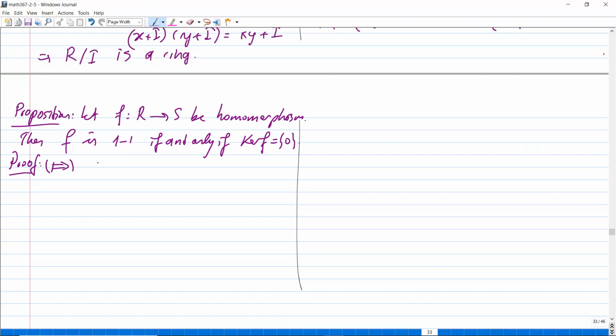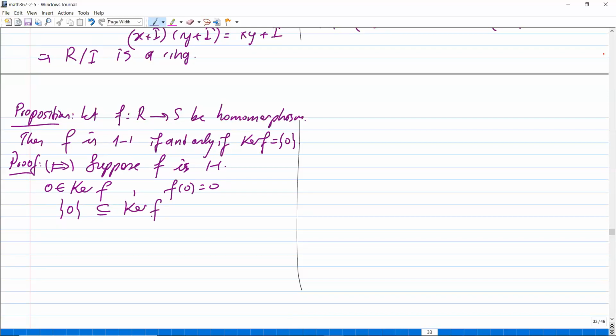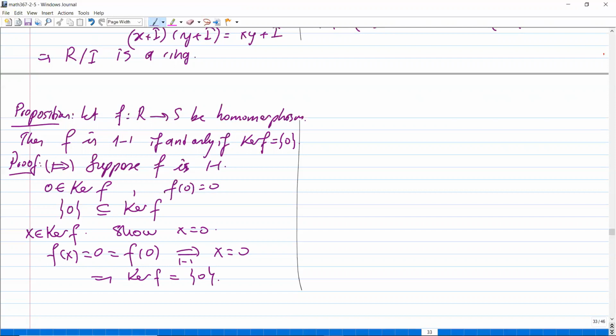First, suppose f is one-to-one. Remember, 0 of R is inside the kernel of f, because f of 0 is 0. In order to show that the kernel of f is 0, let x be in the kernel of f, inside R, and show that x is equal to 0. Since x is in the kernel, f of x is 0, but on the other hand, f of 0 is also 0, so f of x is equal to f of 0. Since f is one-to-one, x must be 0. So the kernel of f only consists of the point 0.